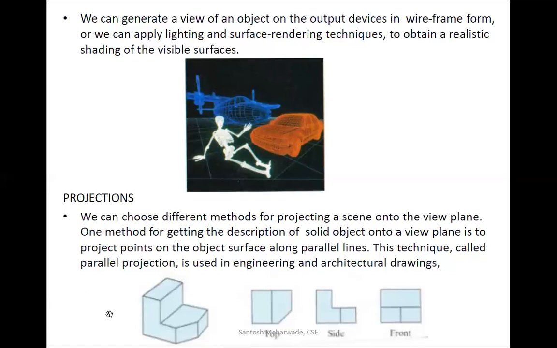These orthogonal projections have their own unique characteristic: whether the object is near or far, we will get the same size of that object. But our human eye does not follow orthogonal projections.